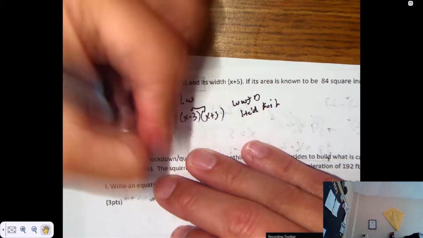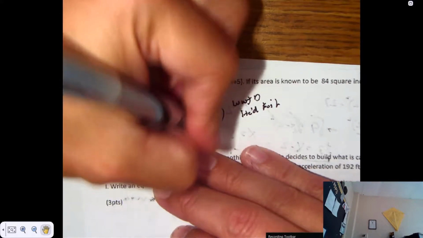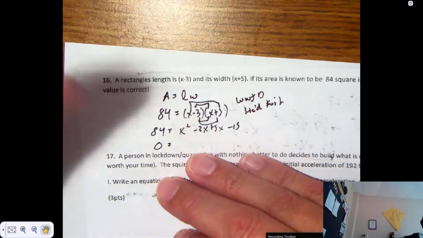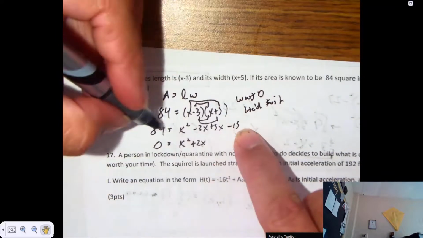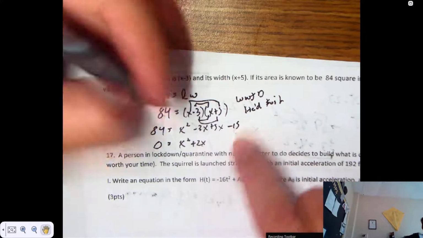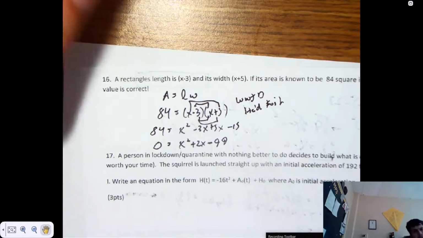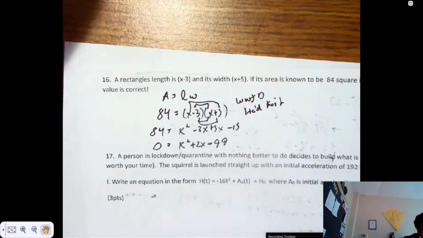That's going to give you an x squared minus a 3x plus a 5x minus 15. We're going to compare to a 0. You have to compare to a 0 to factor. I've got a plus 2x. I'm going to take away 84 from 15. I'm going to get minus 99. Now that thing looks ridiculous. You might be looking and be like, there's no way that factors. Yes, it does. I wouldn't have given you the problem if it didn't factor.